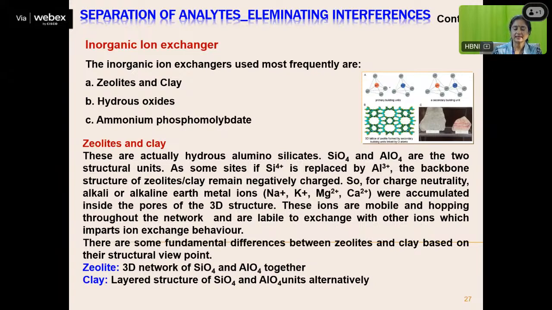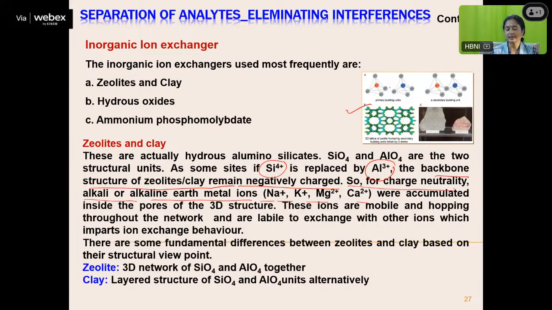Now, zeolites and clay, these are actually hydrous aluminosilicates as shown in this picture, where SiO4 and AlO4 are the two structural units. At some sites, if SiO4 is replaced by aluminium 3+, then the backbone structure of zeolites and clay remains negatively charged because you are replacing 4+ with 3+. So, for charge neutrality, alkali or alkaline earth metal ions like Na+, K+, magnesium 2+ or calcium 2+ are accumulated inside the pores of the 3D structure.